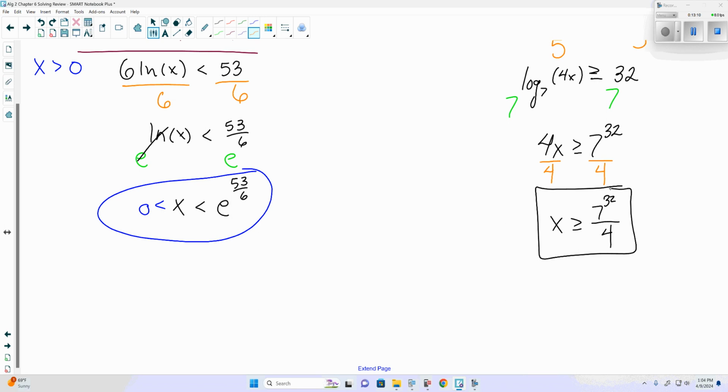Well, 4, because if we looked at the restriction for this here, 4x has to be greater than 0. X has to be greater than... is 0 greater than 7 to the 32nd over 4? No, so we don't need it, because there's no way to make it 0 based off our solution set. So if we don't add that in there, how many points will we get on the test? None, because there won't be one.